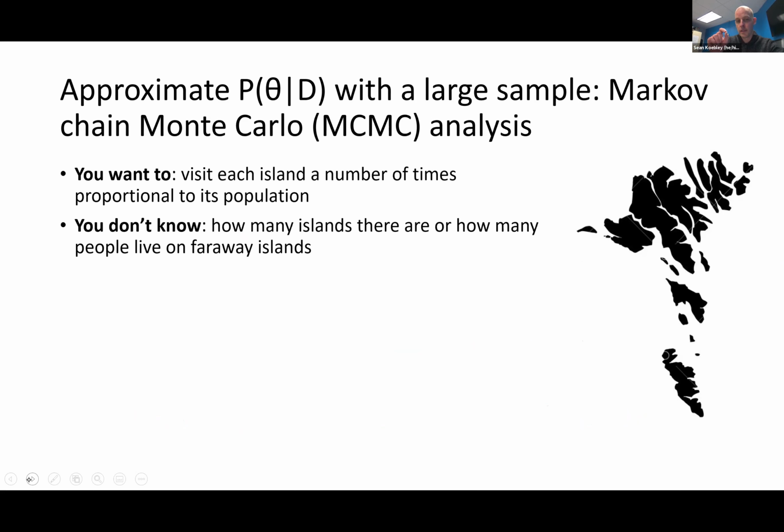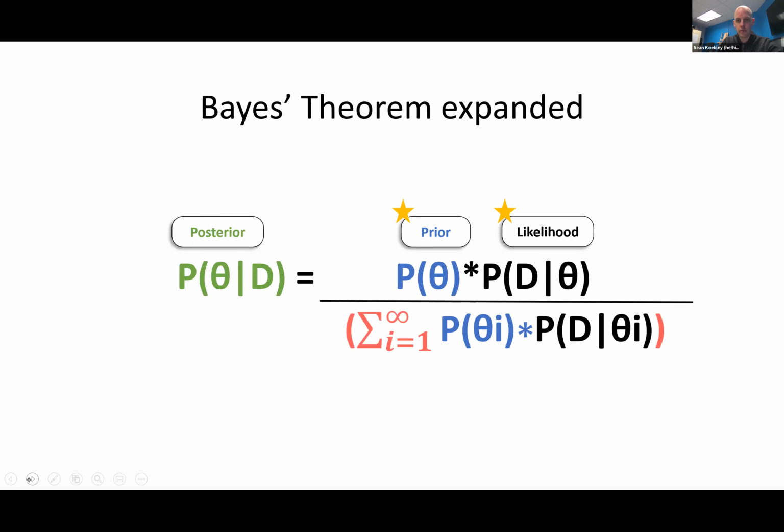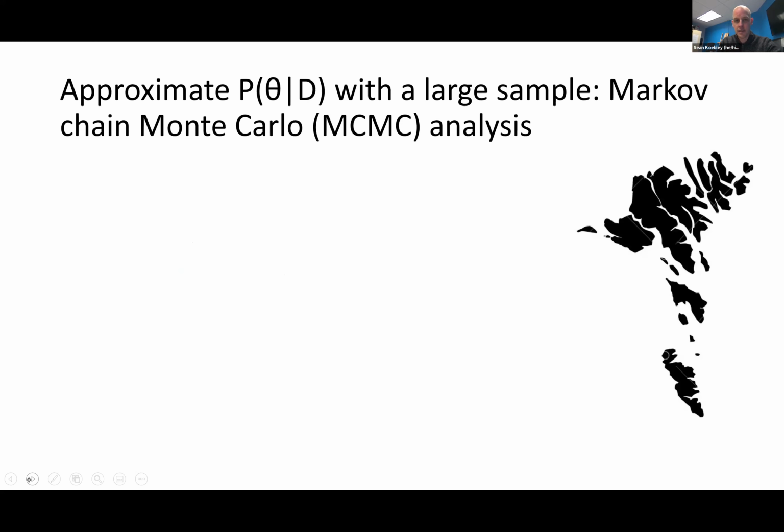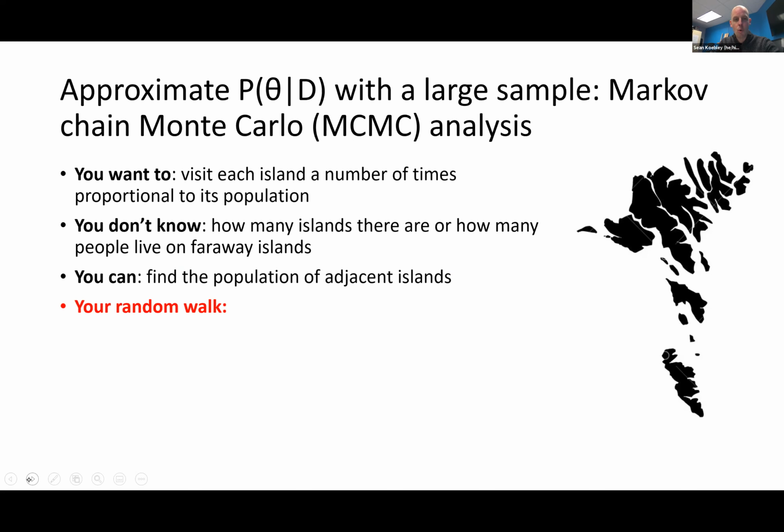And the number of people is the likelihood of that parameter set. So you might have an infinite number of parameters with each one having a different likelihood. That's the case we're considering here. What you can do is find the population of adjacent islands. So if you go back to our calculation here, remember, we can find the prior and we can find the likelihood. So we can find the probability for a single island or a single case. We can find the posterior, but we just can't find that infinite case. So what we're going to do is take a random walk.